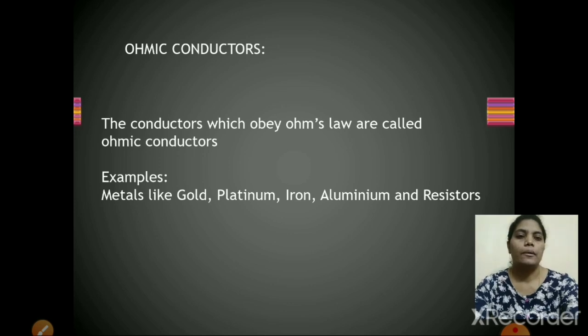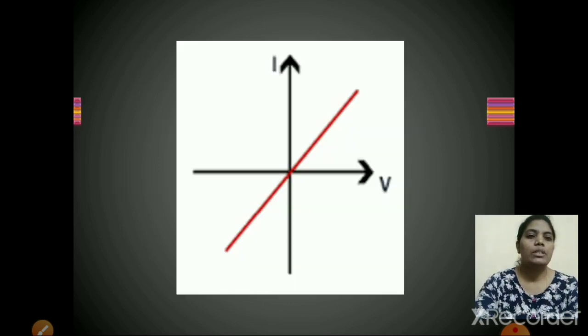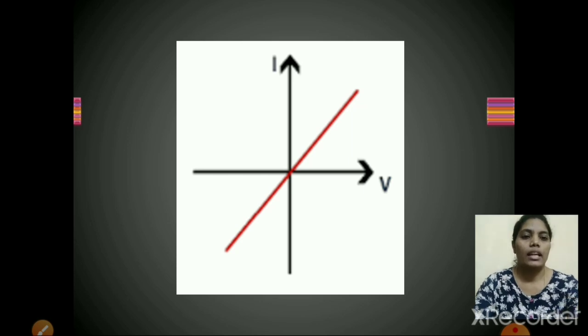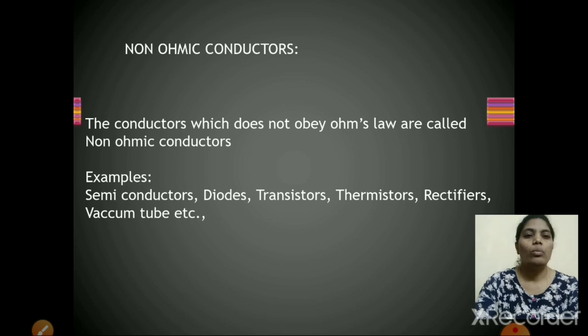Now let us see the relation between I and V here. According to Ohm's law, I and V are directly proportional. So as ohmic conductors obey Ohm's law, we get the graphical presentation as a straight line which passes through the origin. So this is the relation which expresses ohmic conductors.